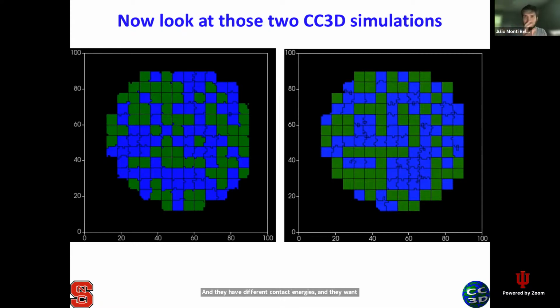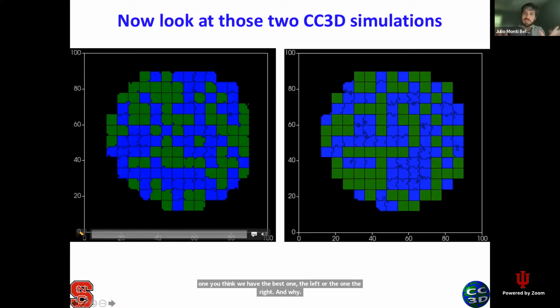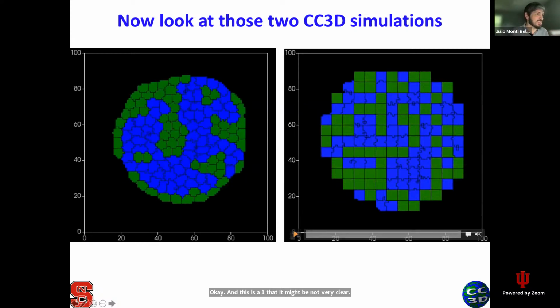Now, again, I want to look at those two models done in CompuCell, using the same set of parameters, right? So, sorry, the same set of energy terms, but they're going to behave very differently from one another. I want you to tell me which one you think behaves the best, the one on the left or the one on the right, and why. Okay, and this is one where it might not be very clear which will be the best one. So this and this.